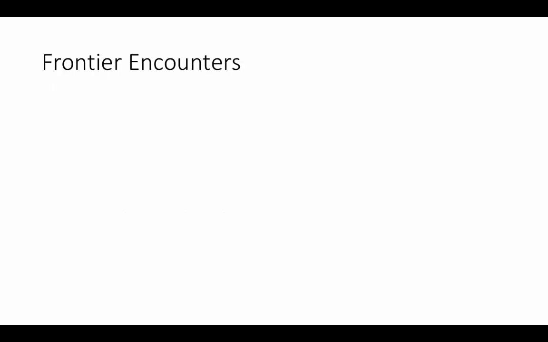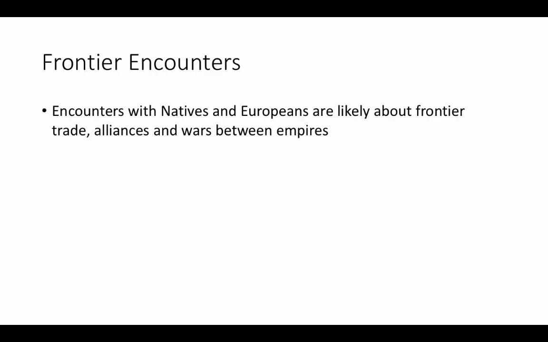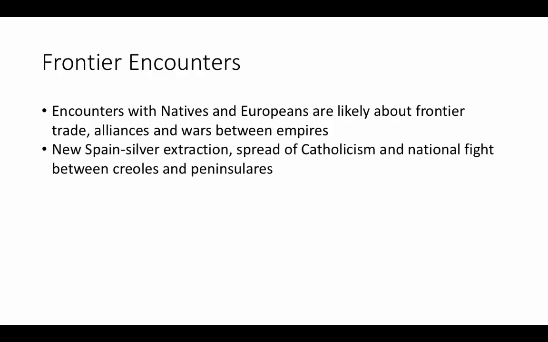So one of the ways that we think about this exchange at the time was called frontier encounters. These were encounters with natives and Europeans, and the way that you can look at this and teach it to the kids is that in many ways these were frontier wars. In other words, these were large empires, and what they were fighting for were the boundaries on the edges of these empires. That was true for Europeans, for example, with New Spain, which was formed all the way from California down into the Mesoamerican region, was largely about silver extraction, the spread of Catholicism, and a national fight between what are known as the Creoles and the Peninsulares.